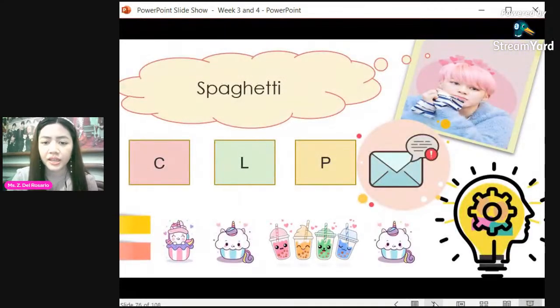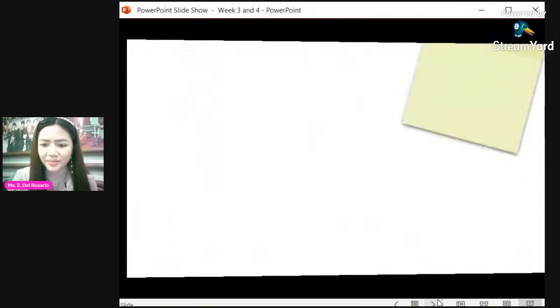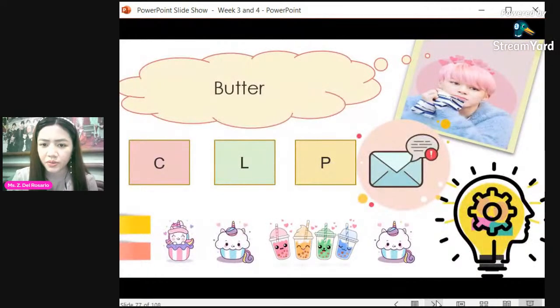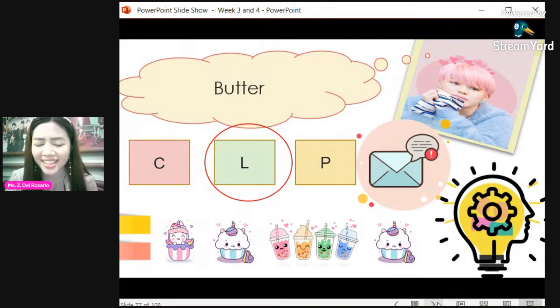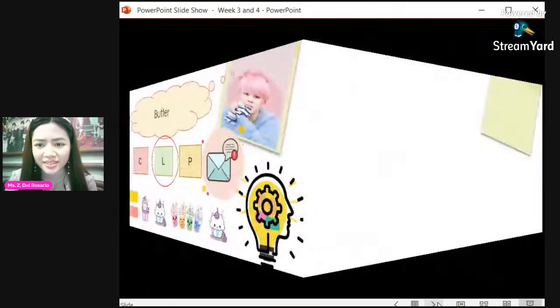Next, spaghetti. Is that carbohydrate, lipid, or protein? So for spaghetti, that would be carbohydrates. Alright, let's move on. Next would be butter. Smooth like butter. Alright, whatever. Anyway, stream butter. Just a commercial. For butter, would that be carbohydrate, lipid, or protein? So that is letter L, lipids.